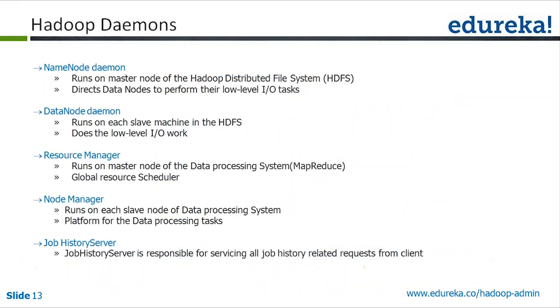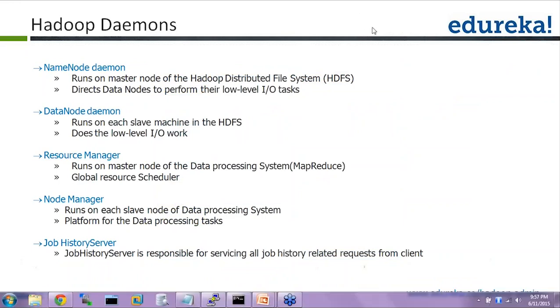So these are the various daemons which I was talking about. The name node daemon runs on the master node of the Hadoop distributed file system and directs data nodes to perform their low-level I/O tasks. So this is the name node daemon that will run on the first node, the master node. The data node daemon will run on each slave machine in the Hadoop distributed file system and does the low-level I/O task. Then the resource manager runs on the master node of the data processing system, MapReduce, and it's a global resource scheduler.